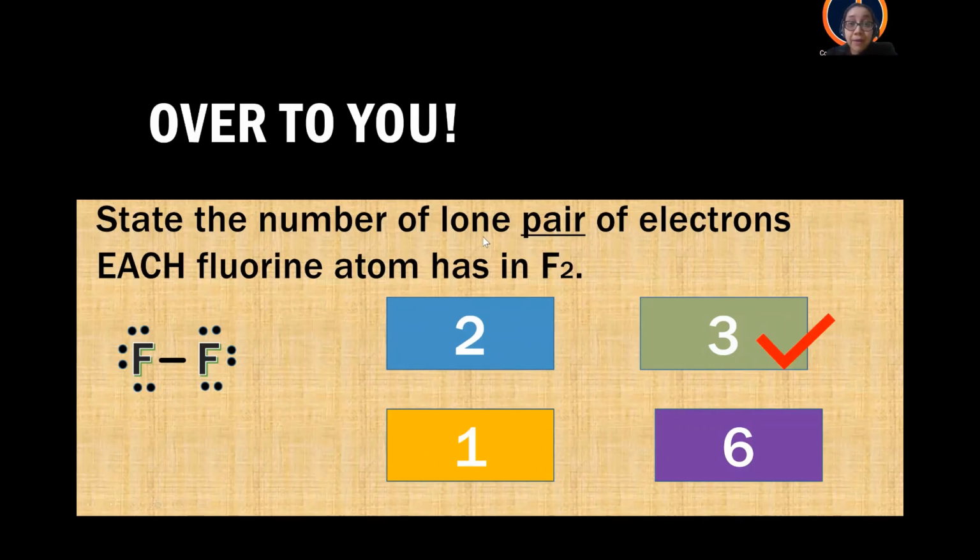Why 3? It is lone pairs of electrons. Though the total number of electrons which are not involved in bonding is 6, whenever we use the term lone pair, we have to understand that they are pairs of electrons. That means 1 plus 1 plus 1, that is 3 lone pairs of electrons. Okay, well done. Awesome, students.